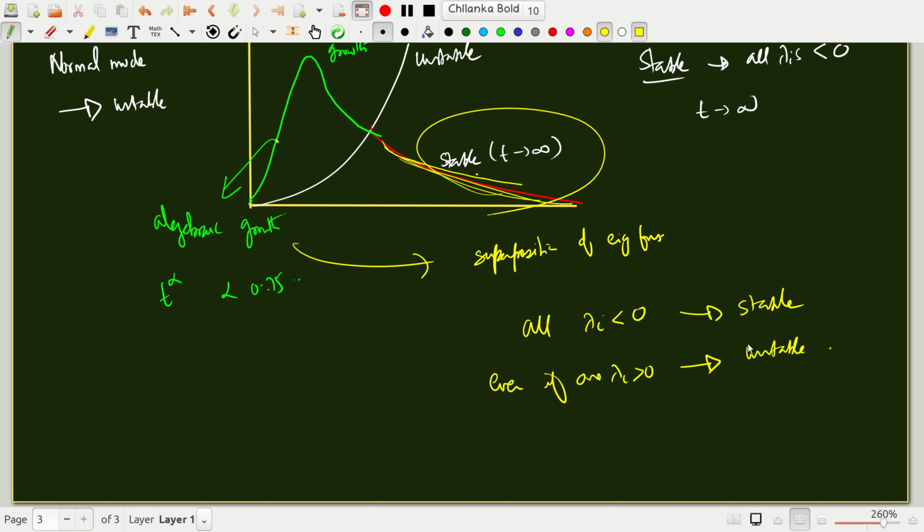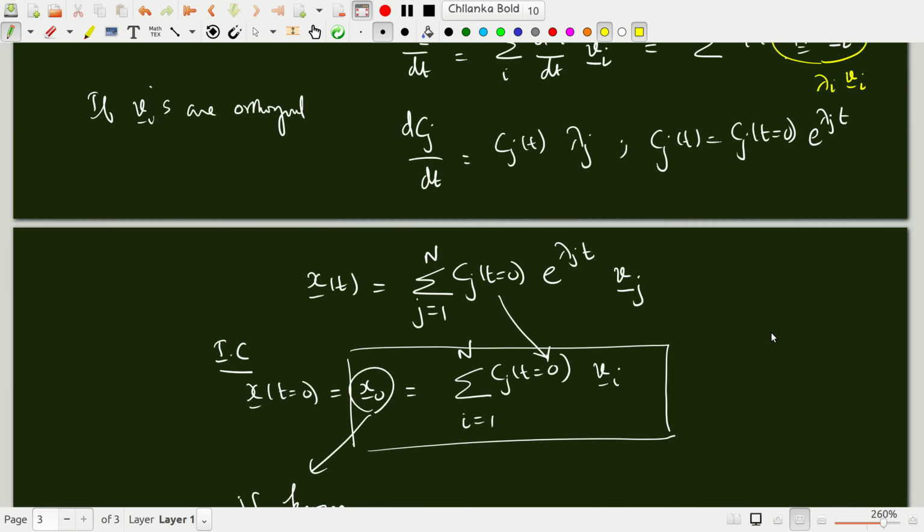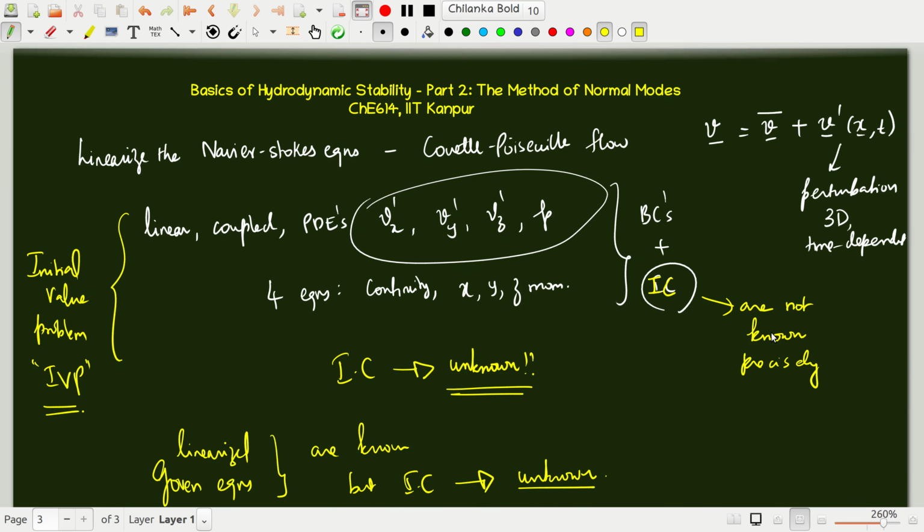Okay, so I'll stop here for this module. In the next module, I'll motivate how we can understand the Navier-Stokes equations, the linearized ones that we derived in the last module, and how to think about the method of normal modes for such a case.